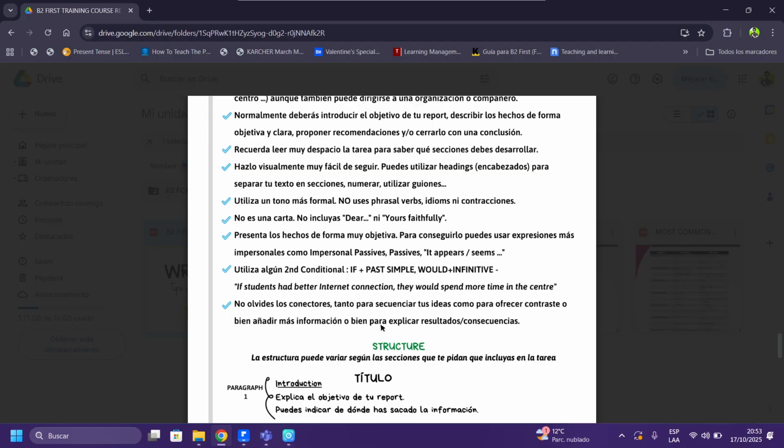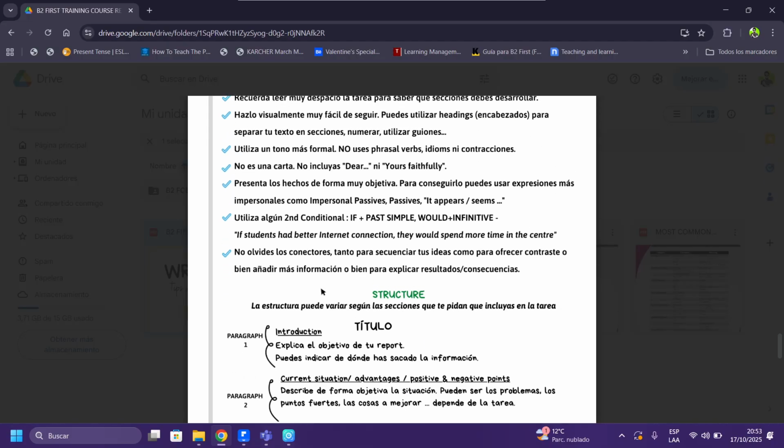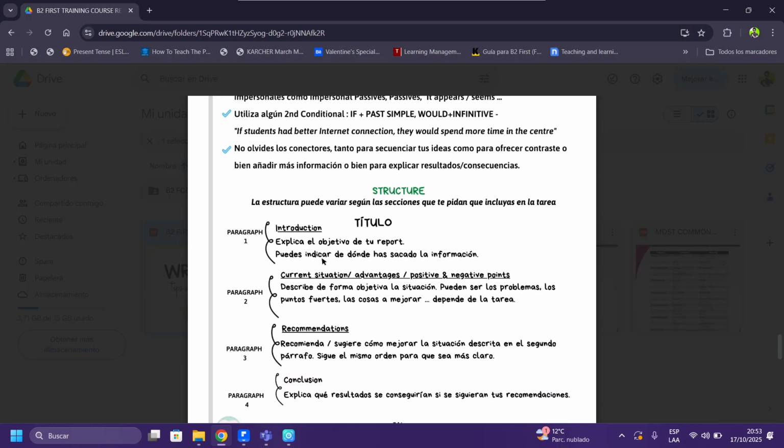And it is not like a letter. You don't have to include vocabulary like dear or yours faithfully. You are not allowed to do this. Instead, you have to use passives, the passive voice, or maybe the second conditional. It could be advisable. And don't forget to use connectors as well, the linking words, to give sequence to your ideas and to contrast your information properly.